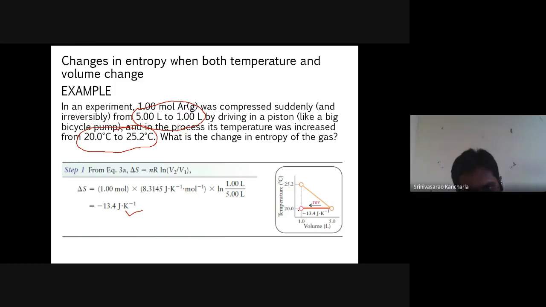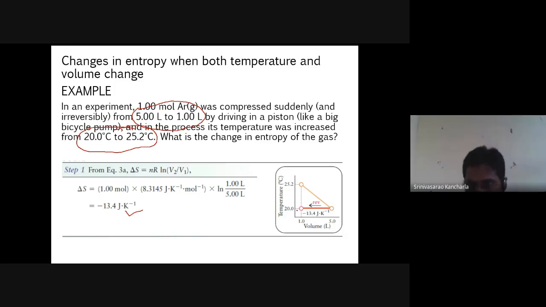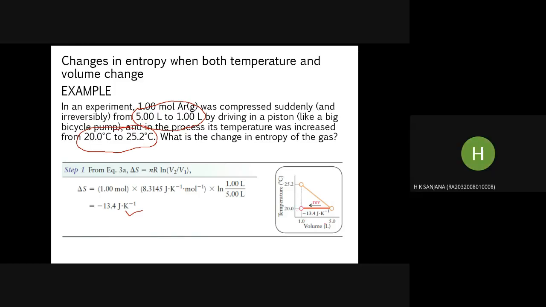That line indicates that point, right? Sir, there is an arrow mark saying reversible. That one only I don't understand.